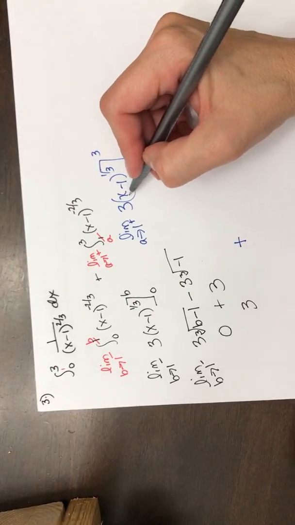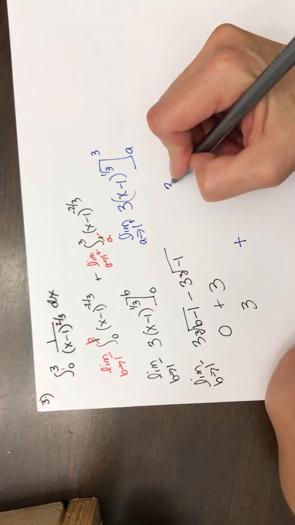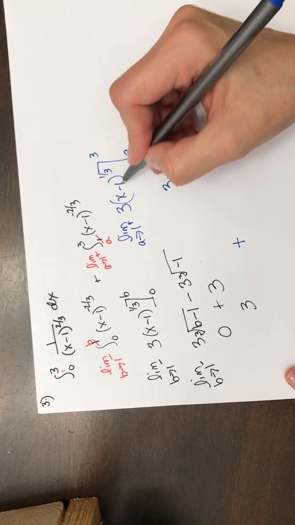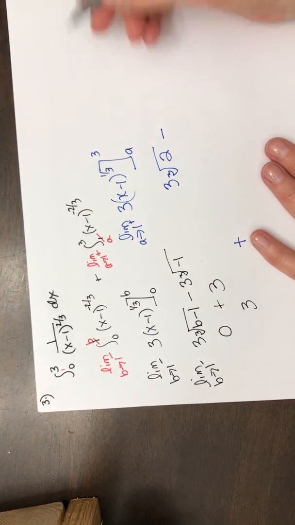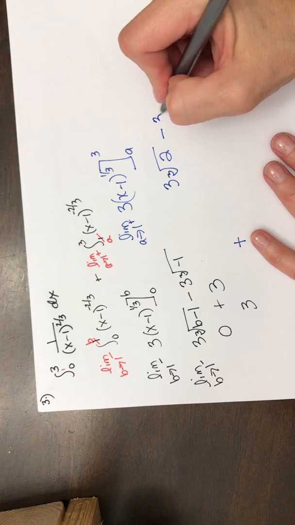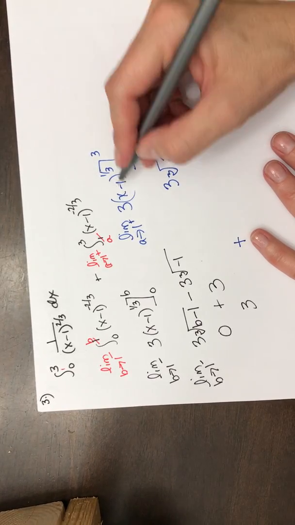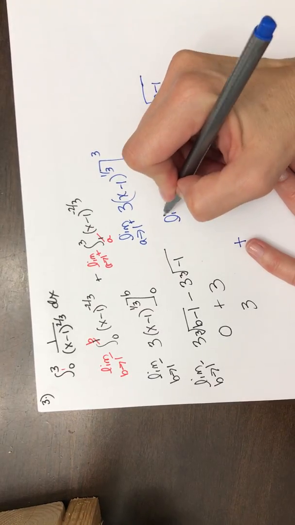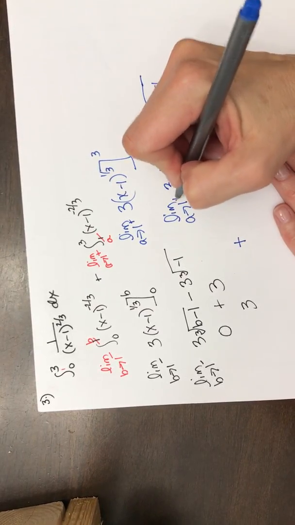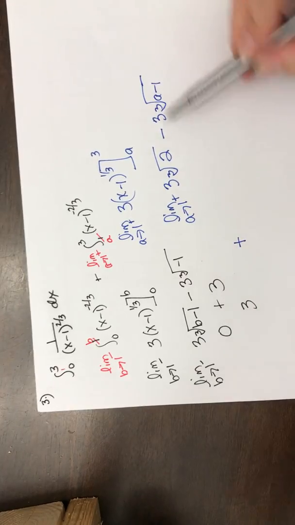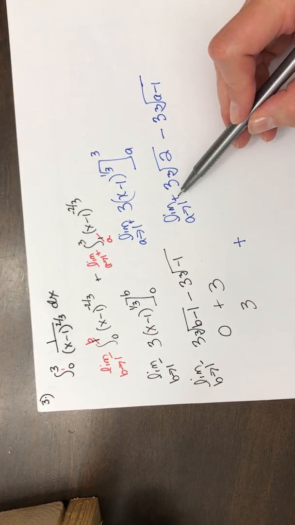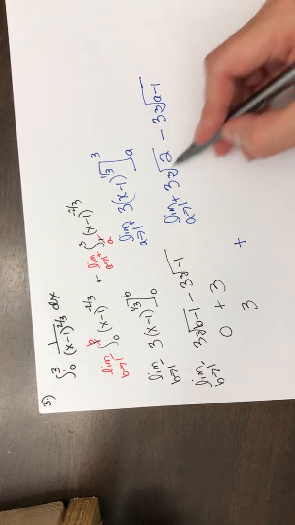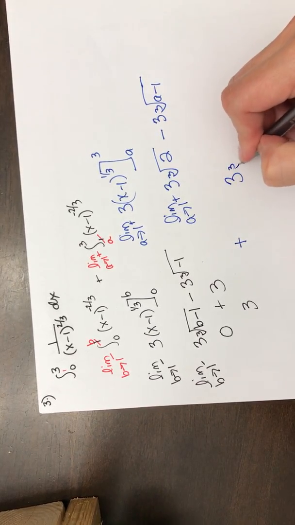Plugging in the 3, I would get 3 times the cube root of 3 minus 1, which is 2. Minus, plugging in the a, and I'd get 3 times the cube root of a minus 1. And now I have to plug in my limit, the limit as a approaches 1 from the right. Plug in normal 1, forget from the right, unless you have to use the from the right. Plugging in a 1, you get 0. 0 times 3 is 0. So this one just equals 3 cube root of 2.